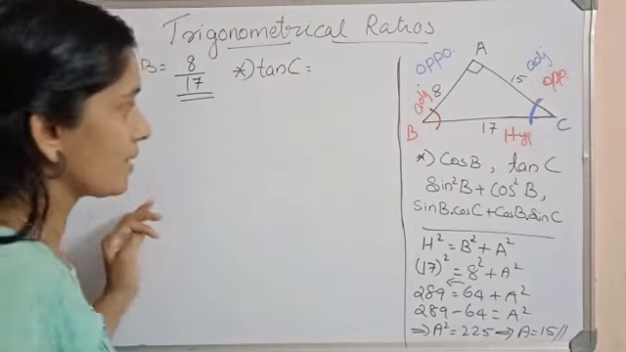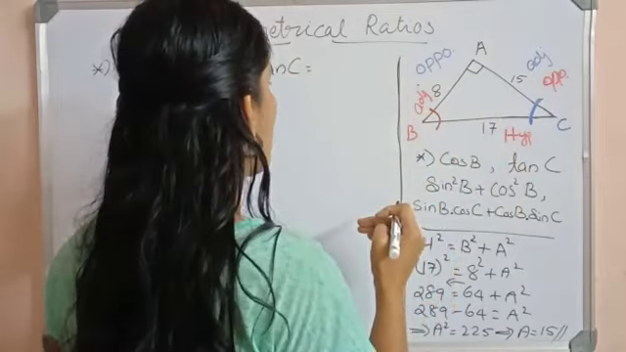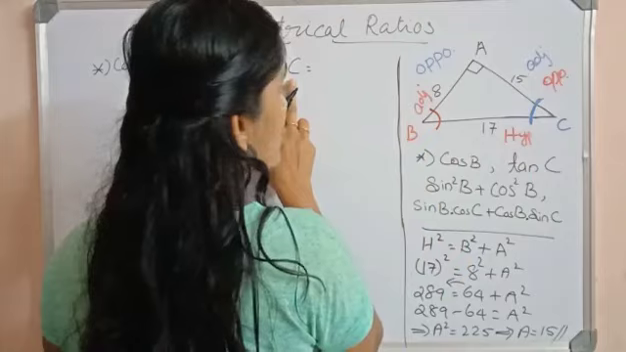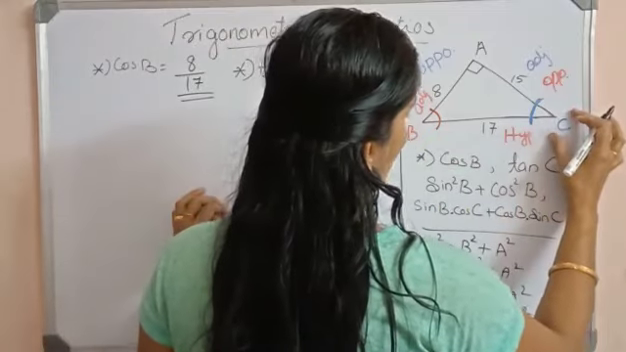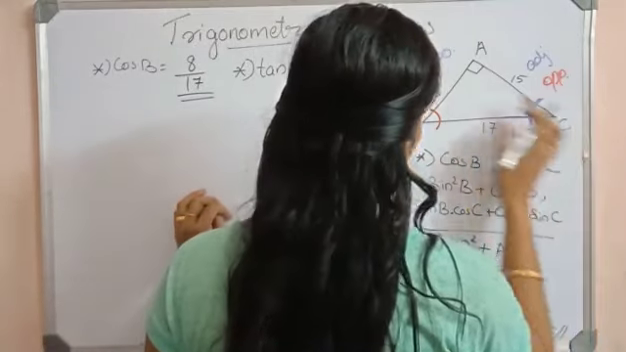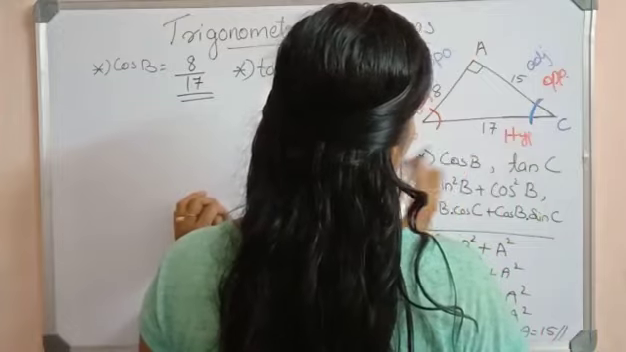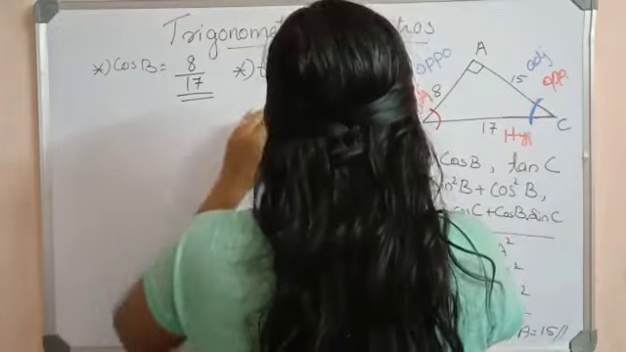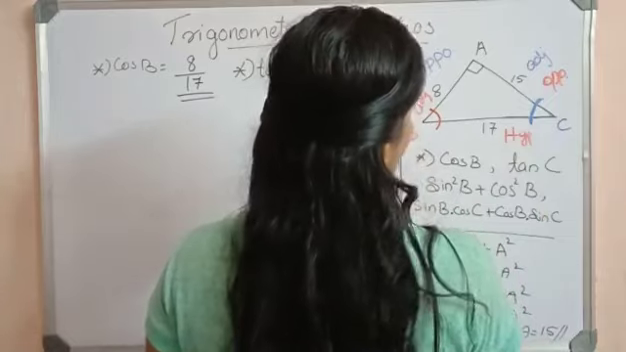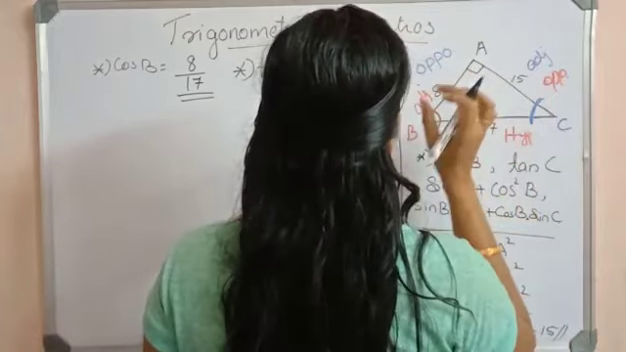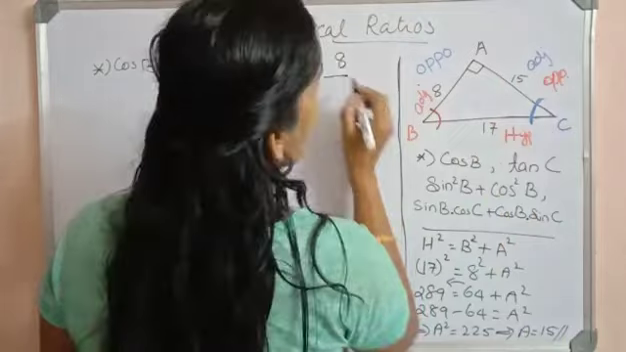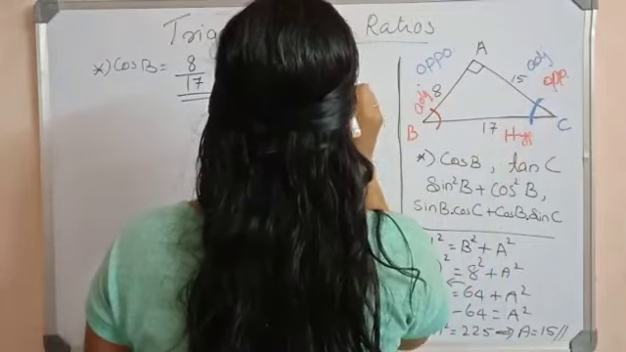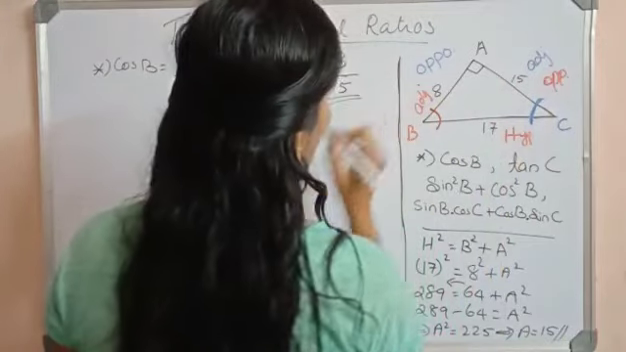Tan C is opposite side by adjacent side. But here the angle of reference is C. When C is the angle of reference, AB is the opposite side and AC is the adjacent side. So tan C is opposite side by adjacent side. C's opposite side is 8, and the adjacent side is 15, so 8 by 15 is the value of tan C.